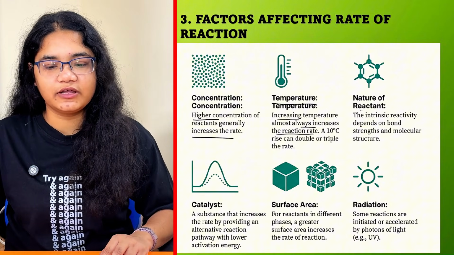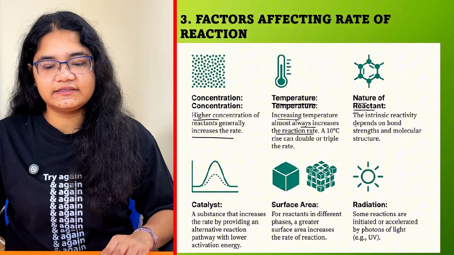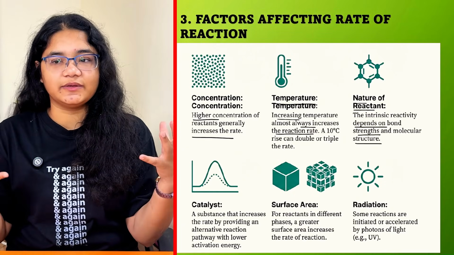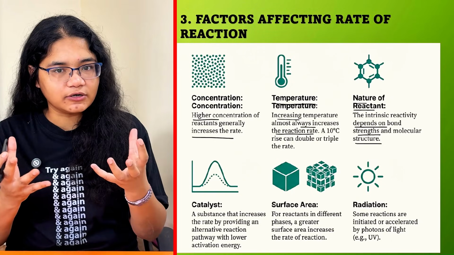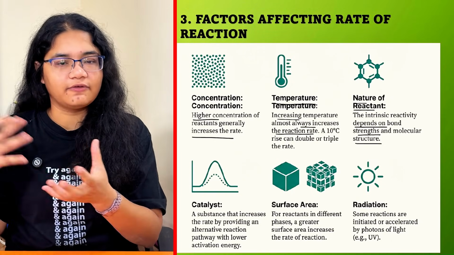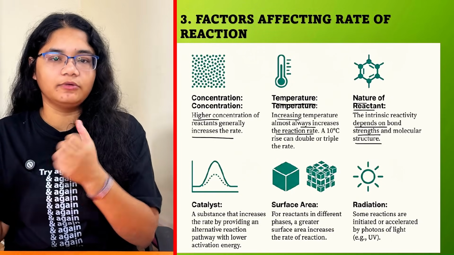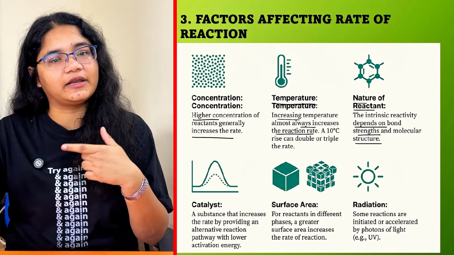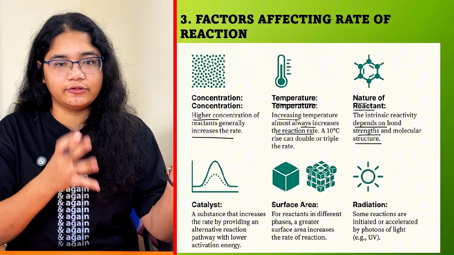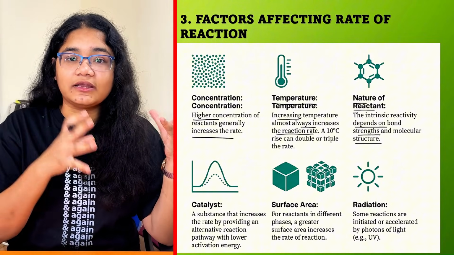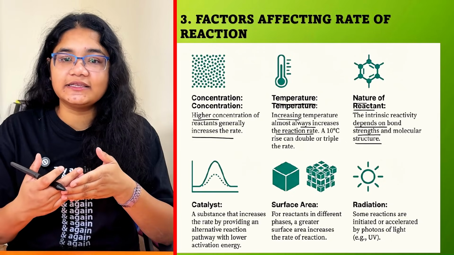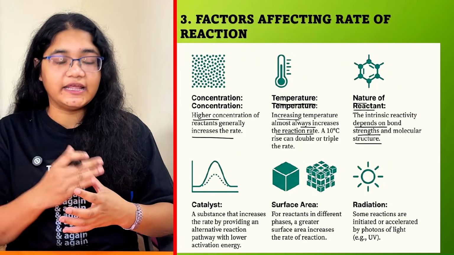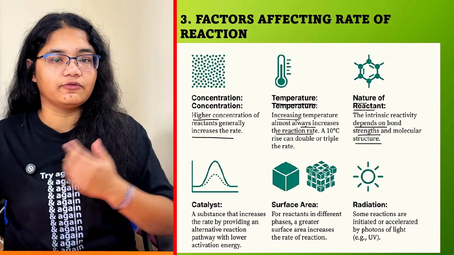Next is nature of the reactants. The intrinsic reactivity depends on the bond strength and molecular structure. See, reaction is basically breaking of bonds and forming of bonds, right? You have to break the bonds and you have to form new bonds. So if the bonds of the reactant are very strong, then the reaction rate will be slow because you need more time to break those bonds. On the other hand, if the reactant's bonds are weak, then they can be easily broken and the rate of the reaction can increase. So that is why the nature of the reactant also affects the rate of the reaction.